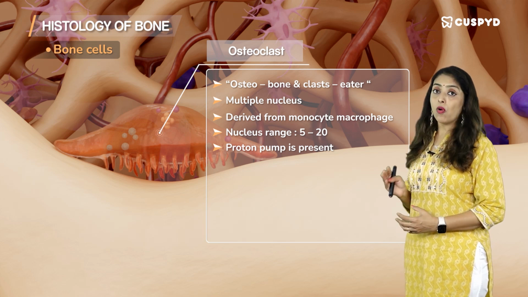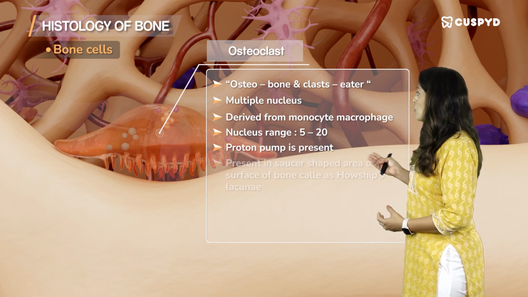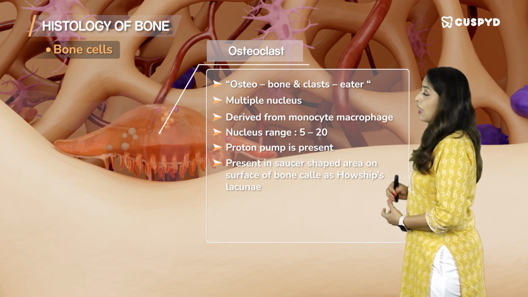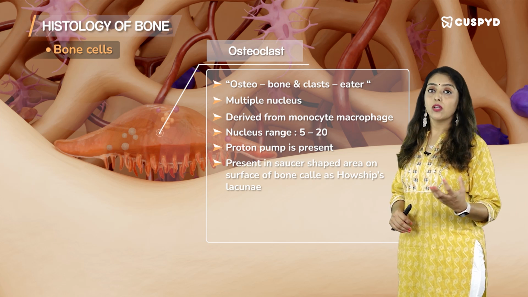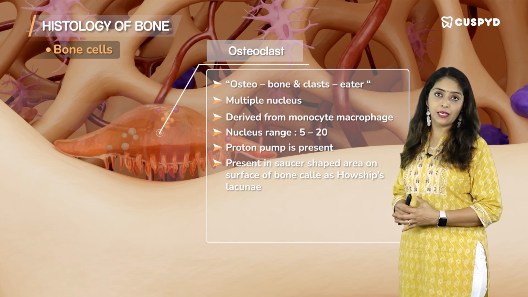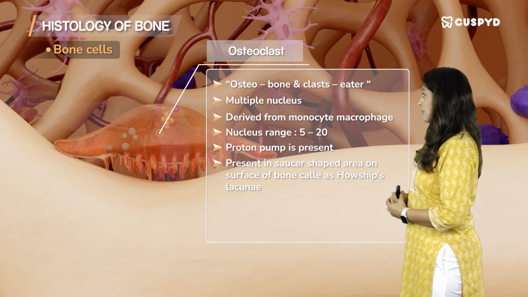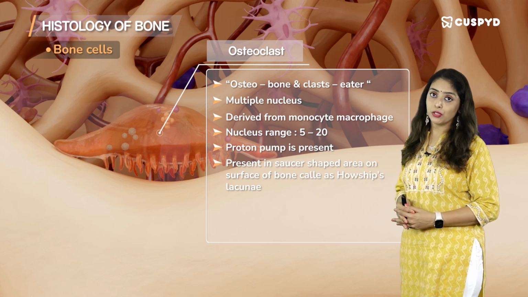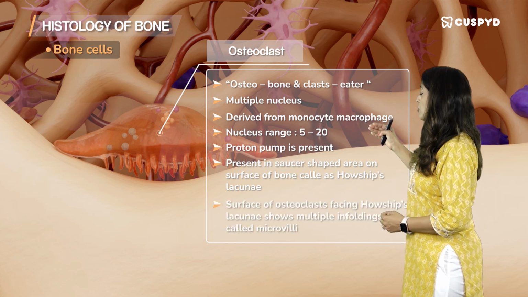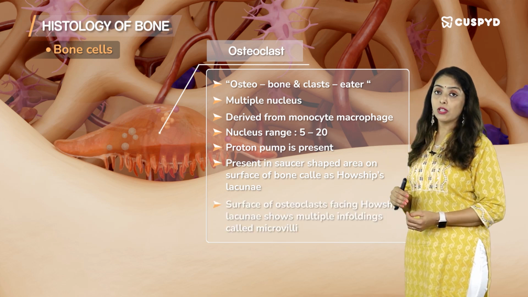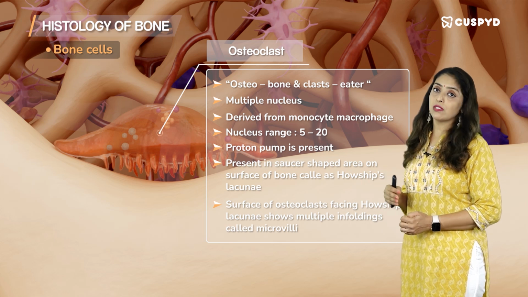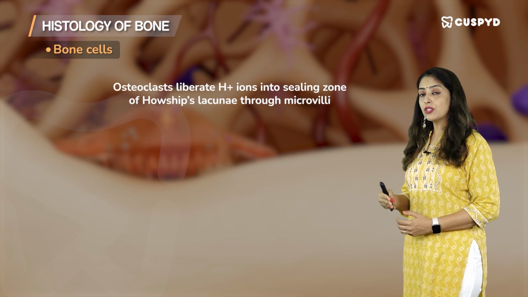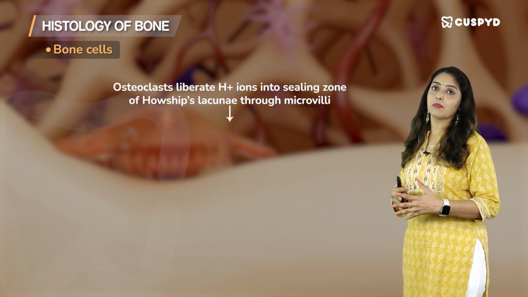The osteoclast will always be seen sitting in a saucer-shaped area on the surface of the bone, which we call the Howship's lacunae. So these Howship's lacunae are bay-like areas in which these osteoclasts sit, and the osteoclasts produce a sealing zone at the periphery of the Howship's lacunae. Now the surface of the osteoclast that is facing the Howship's lacunae shows multiple infoldings which we call microvilli. These osteoclasts are able to liberate the hydrogen ions into that zone through these microvilli.